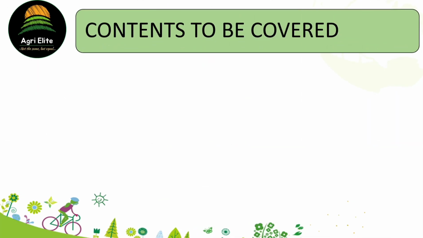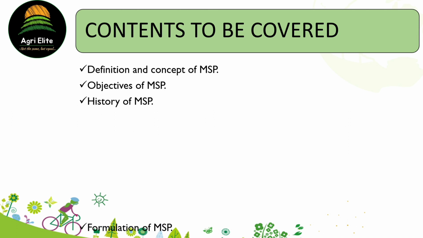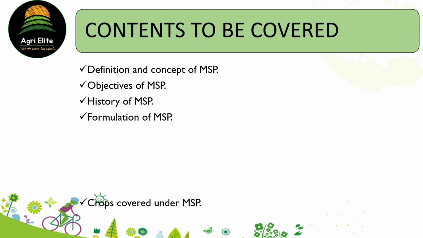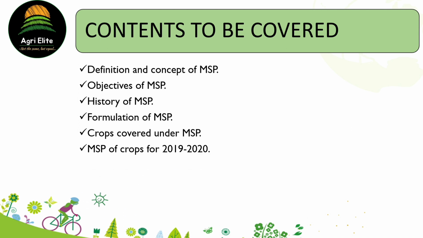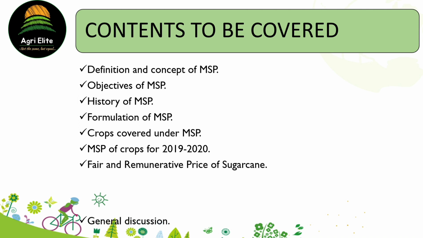First of all, let's see what contents are to be covered today. First, we'll be studying the benefits and concept of MSP, then its objectives, then a little bit about its history. Further, we'll be seeing its formulation, crops covered under MSP, then the MSP of each crop covered under it. Then we'll study a slightly different yet similar topic, which we'll discuss later, that is the FRP of sugarcane. At last, we'll have some general discussion and end the video.